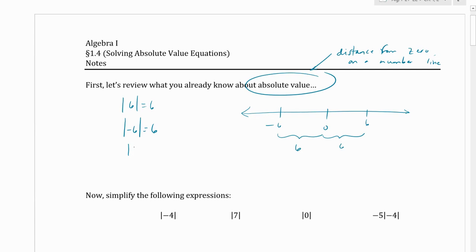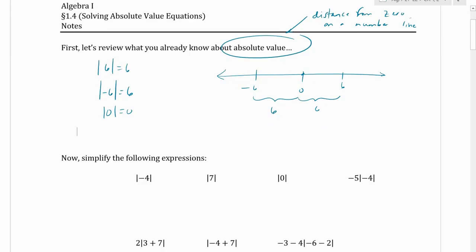Like the people who try to tell you it's always positive, that's not the case. How far is 0 from 0? It is 0 away from 0. That 0 is not a positive number. You can't just say it's going to be positive, because if that were the case, this wouldn't be true. And it is. So let's just go through here. Absolute value of -4, yep, it's 4. Absolute value of 7, yep, it's 7. Absolute value of 0, yep, it's 0.